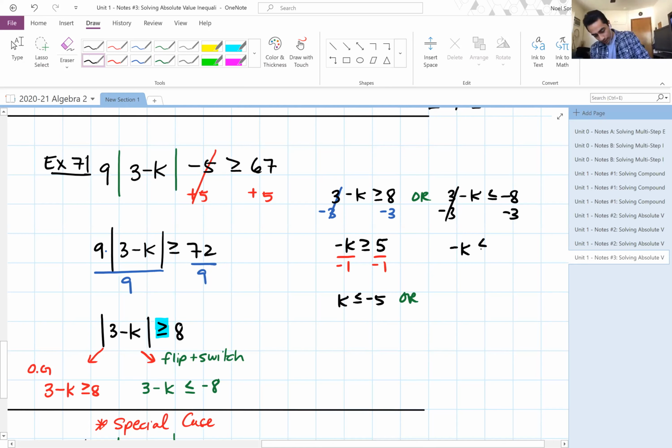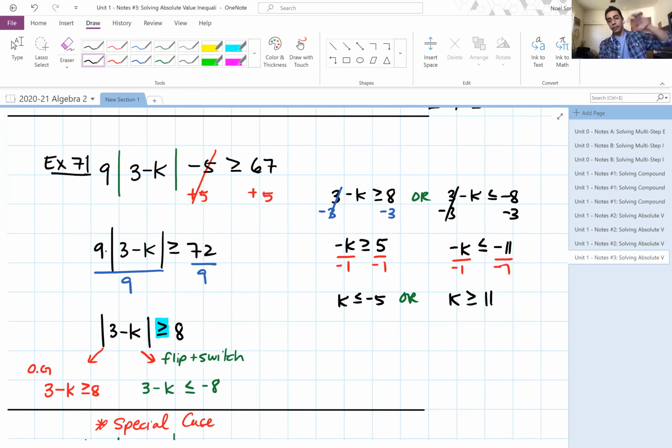Negative k will be less than or equal to negative 11. And then if we divide both sides by negative 1, we'll get k. And since we divided by a negative again, now this flips again. K is going to be greater than or equal to positive 11. All right, so this one is a little tricky just because on both inequalities, you had to divide by negatives. So then the inequality flips on both. Okay, so just something to keep track of.